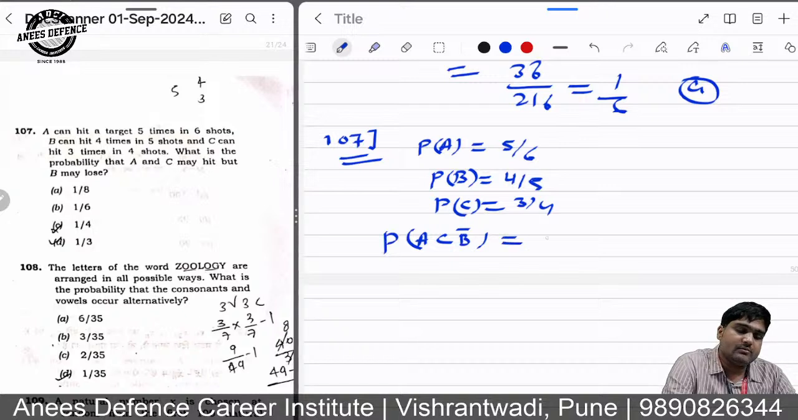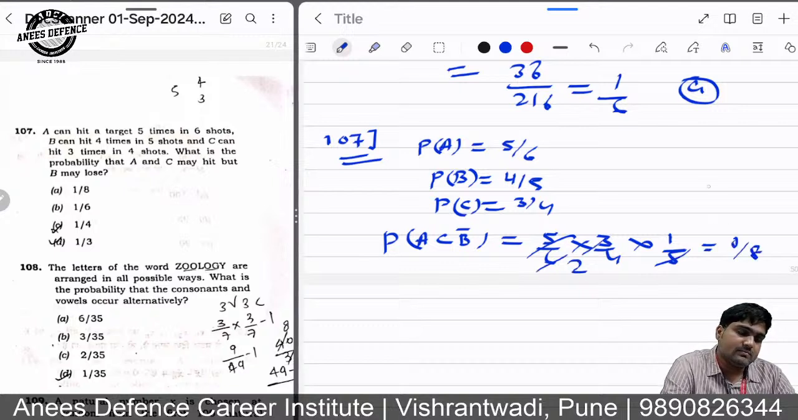So probability of A into probability of C, 5 by 6 into 3 by 4, and the complement of B is 1 by 5. 5 and 5 get cancelled out, 3 to the 6, it's 1 by 8. The answer for 107 is option A.